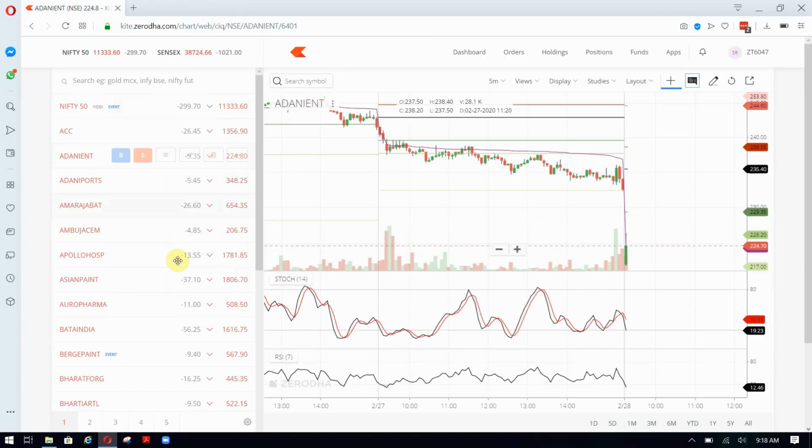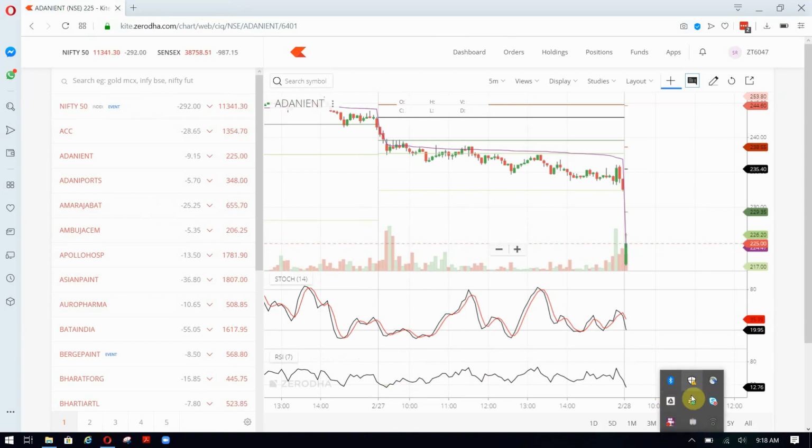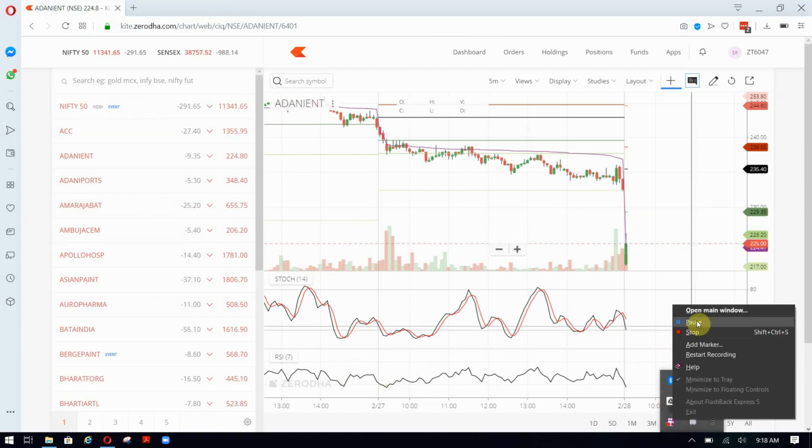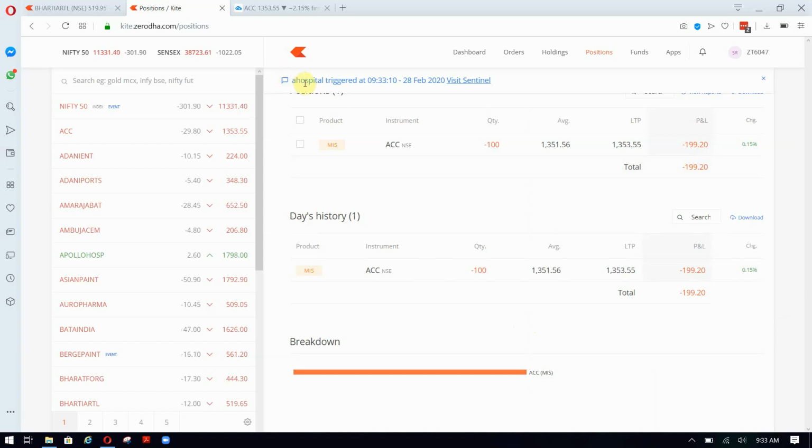Okay, let me pause the video and I will check this for each and every stock and I'll create the alert. I don't want to waste your time where it is not at all making sense for you to see, just adding the alerts. Okay, so now I have got one trigger, Apollo Hospital.